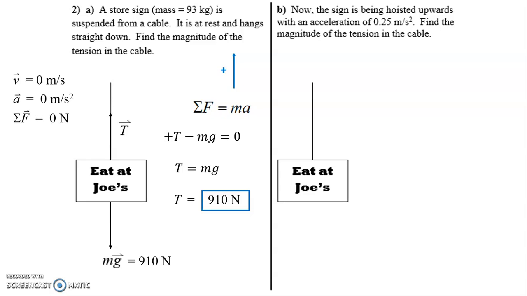Now, we're always going to start with weight. It's always there, and it always points straight down. We calculated the weight as 910 newtons because the mass was given as 93 kilograms. It's 2 sig figs. We didn't have to show the work for this. It's just a simple calculation, and you've got 910 newtons.